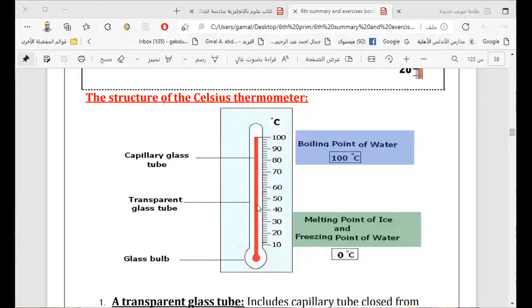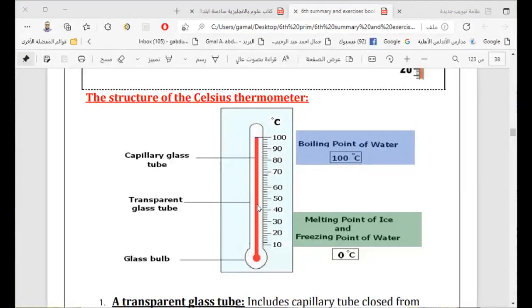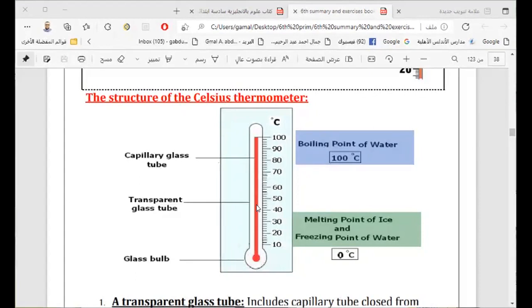We said now we talk about two differences between the Celsius thermometer and the medical thermometer. Can you tell me one of them? The medical thermometer begins at 35 to 42. Very good. The scale is from 35 to 42. And the Celsius thermometer begins at 10 to 100.